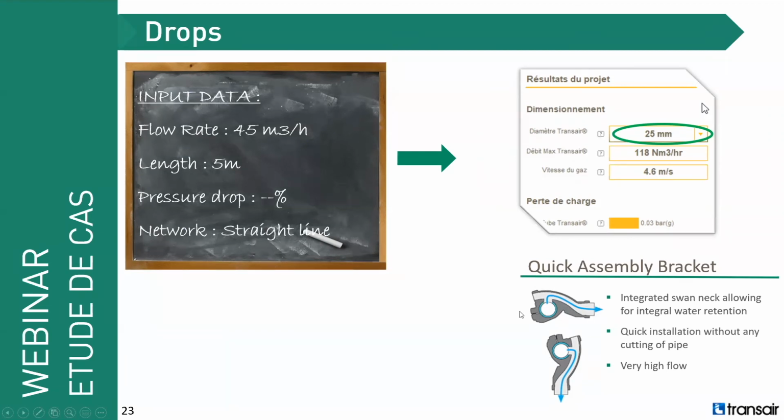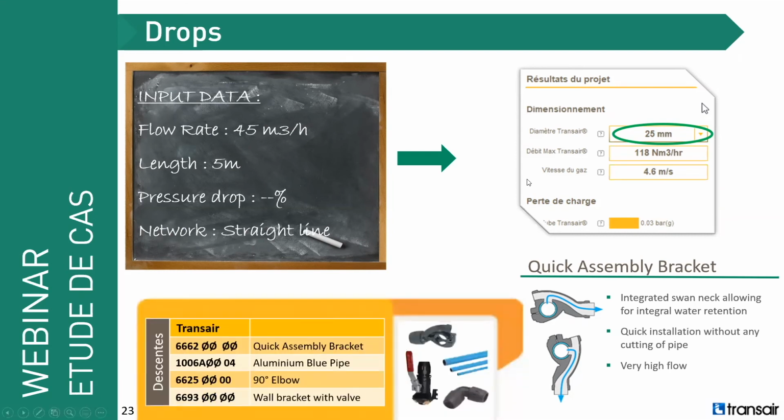Here at Transair, we have what we call a quick assembly bracket. They are basically a bracket which has an integrated swan neck in order to have an integral water retention inside the network. The water does not go inside the drop, it just stays inside the network. Those brackets allow for a really quick installation without any cutting of pipe, and we still keep a very high flow. Regarding the drop, we're gonna need a quick assembly bracket, some pipe and elbow, and a wall bracket at the end of the drop in order to have our point of use.